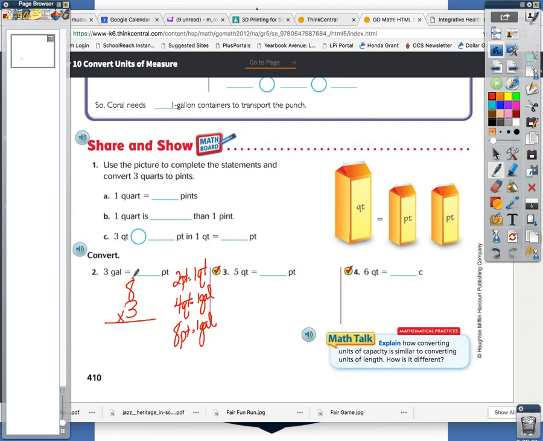So we would have to multiply times 8, because in every gallon we know there are 8 pints. 8 times 3 would give us a total of 24 pints.